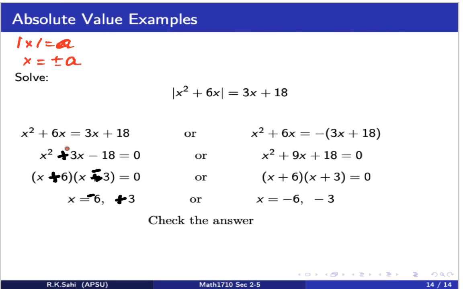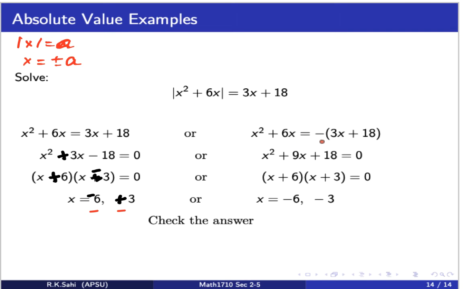Now let's come to the first one. x squared plus 6x equals 3x plus 18. Get all the terms on the left-hand side of the equal sign. We get x squared plus 3x minus 18 equals 0, which can be written as x plus 6 times x minus 3 equals 0. So we get two terms here, minus 6 and a positive 3.